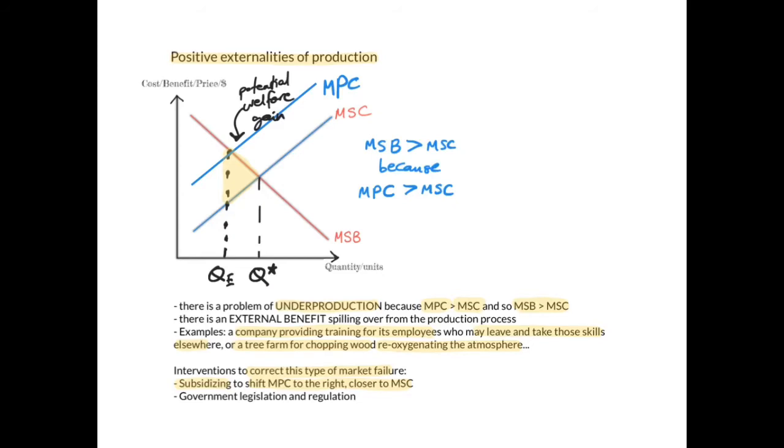The government could also use legislation and regulation to encourage production of these goods/services. In this case, there's an external benefit spilling over from the production process, and the size of the external benefit is the vertical distance between the MPC and the MSC curve.